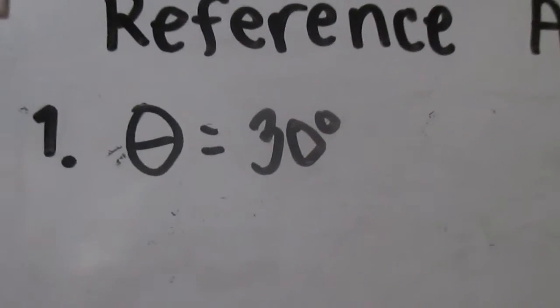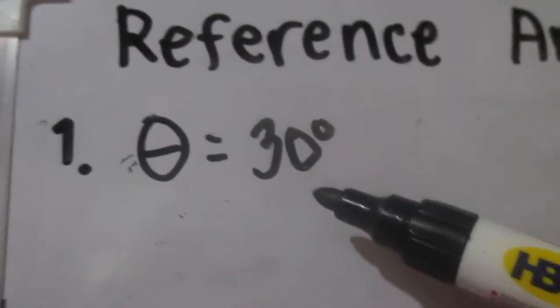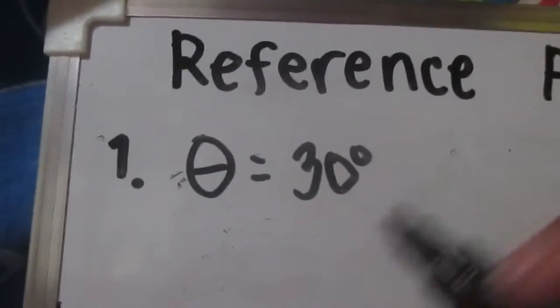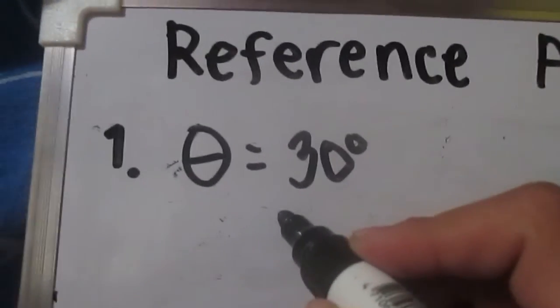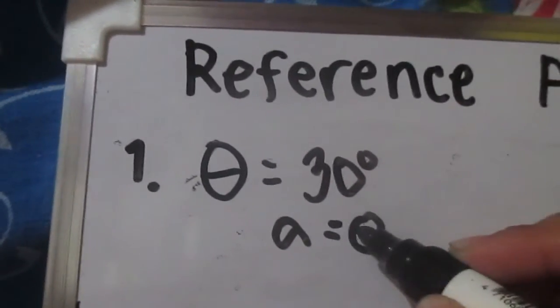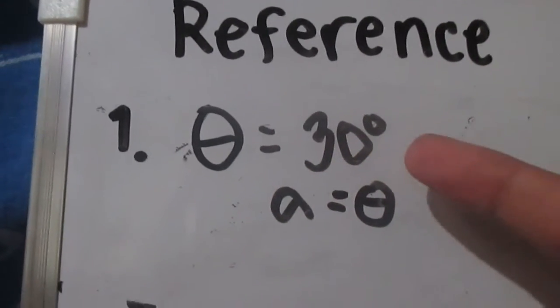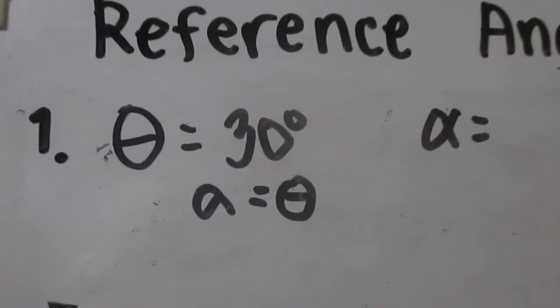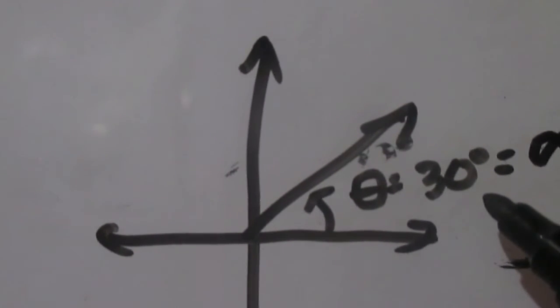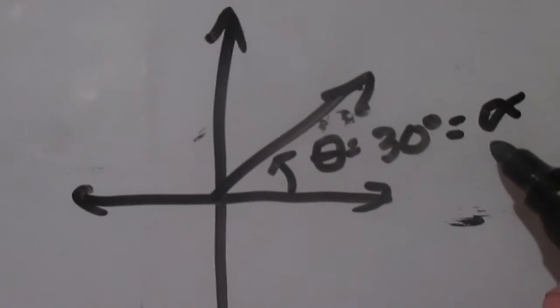Let's have this one. For example, we have theta equal to 30 degrees. So, 30 degrees is located in the first quadrant. And earlier, we have the equation that the reference angle is equal to theta. So, if our theta is 30 degrees, therefore, the reference angle is also equal to 30 degrees. And this is the illustration. If this is theta, 30 degrees, this is also the reference angle in the first quadrant.